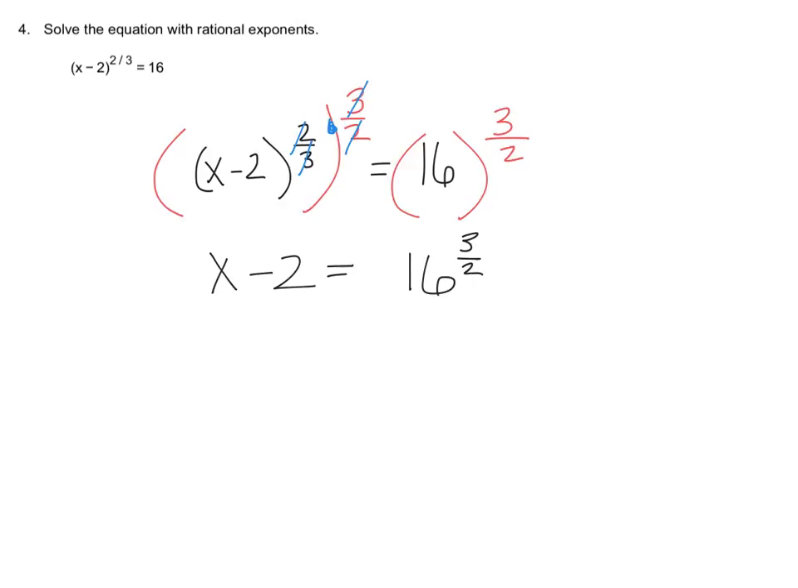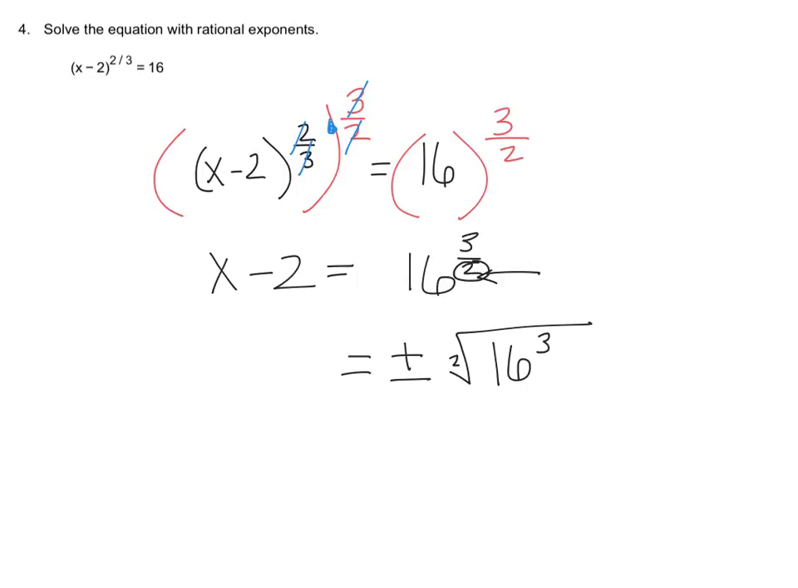Now we can write 16 to the 3/2 power by taking the square root of 16 to the 3rd power. Now remember, the denominator is even, so we'll put a plus minus sign next to the square root. And I have a square root because the denominator was 2. So all square roots have an index of 2.